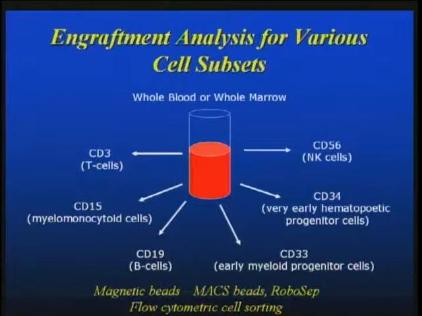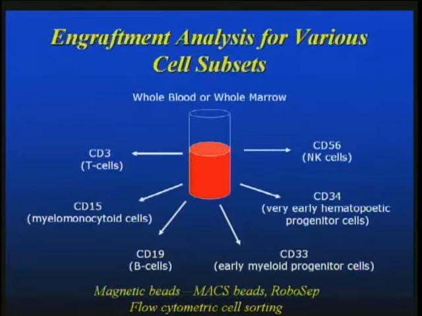One could look for chimerism in entire whole blood or whole marrow, or one could examine different subsets for engraftment. All you would need really is a specific marker on the surface of the cell. So if you wanted to look at T cells, you'd use CD3 or CD2. If you wanted to look at B cells, you'd look at CD19 positive cells. If you wanted to look at progenitors, you'd look at CD34.